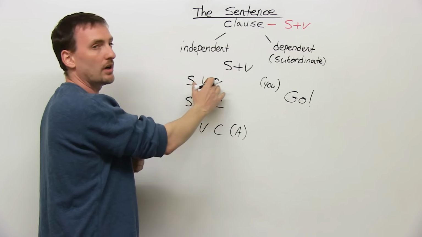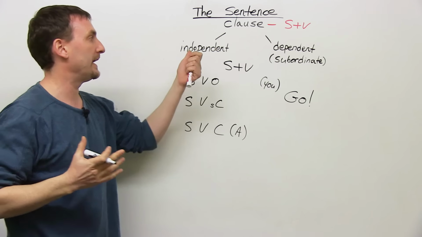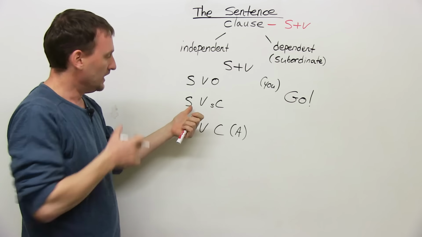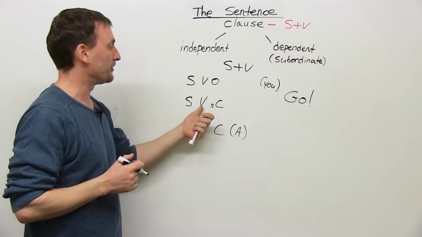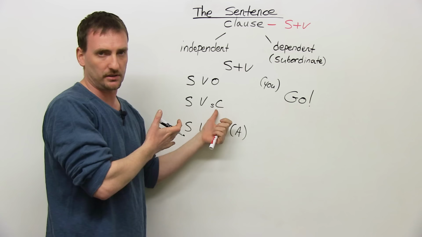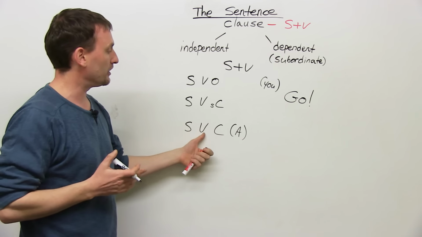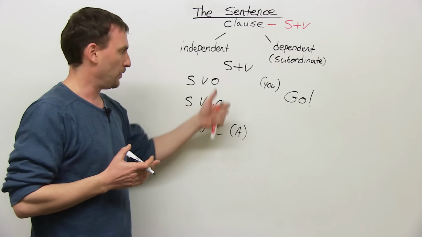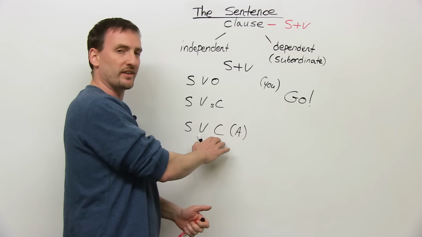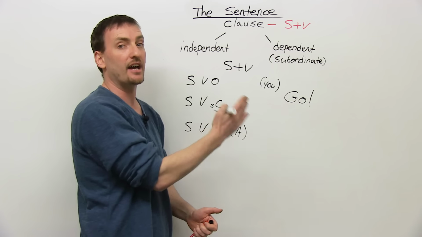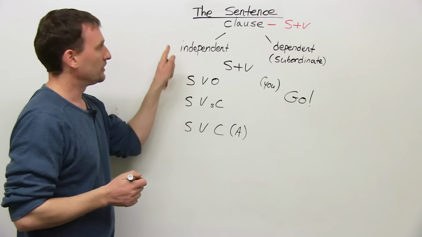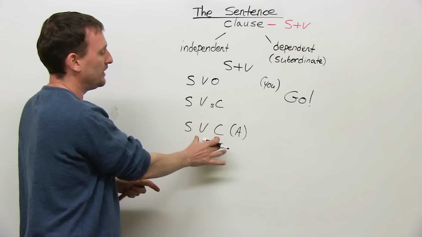Subject, verb, object. Some independent clauses must have an object. We'll talk about that in a second. Excuse me. Subject, verb, subject complement. Some sentences must have a subject complement. Subject, verb, complement. Okay, we're going to talk about each of these in a moment. I have the A here because quite often this complement is actually an adverb phrase or an adverbial. We'll talk about that in a second. So, your basic sentence can be any one of these 3.